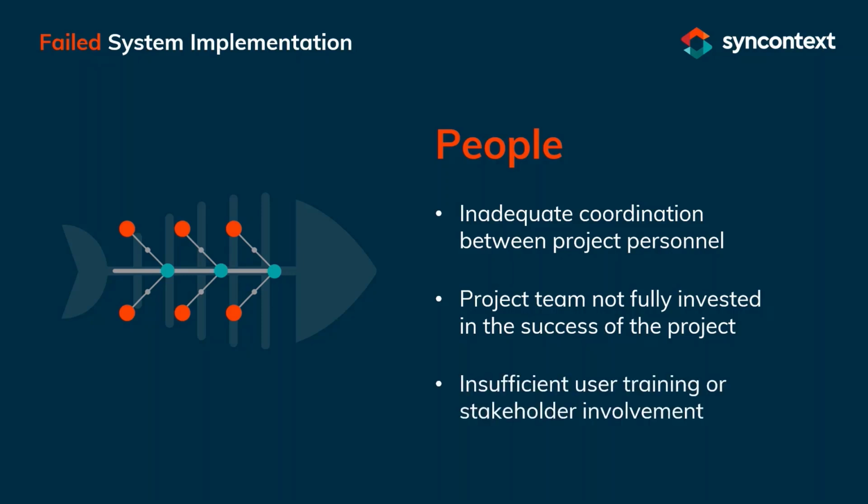Insufficient user training or stakeholder involvement. This one may sound like it's more applicable on the tail end of the implementation, but it's important to also understand from the get-go as well. What kind of training will be provided for the system and who will be on the team that will be having the training itself?